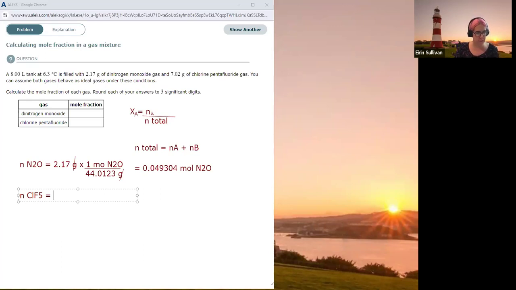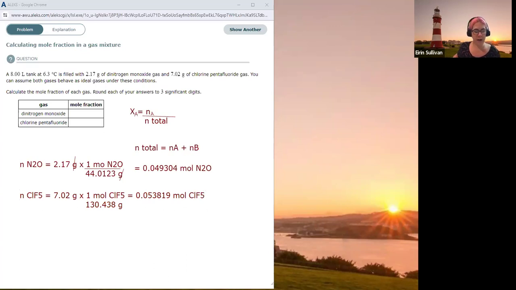Okay, so chlorine pentafluoride. Chlorine is 35.45 plus 5 times fluorine, which is 18.999 and so on. So we're going to convert 7.02 grams using the molar mass, which I got to be 130.438 grams for every 1 mole of chlorine pentafluoride. Would help if I could type today. So that is going to give me 7.02 divided by 130.438 gives me 0.0538. How many sig figs did I do? 2 more, 19 moles of ClF5.